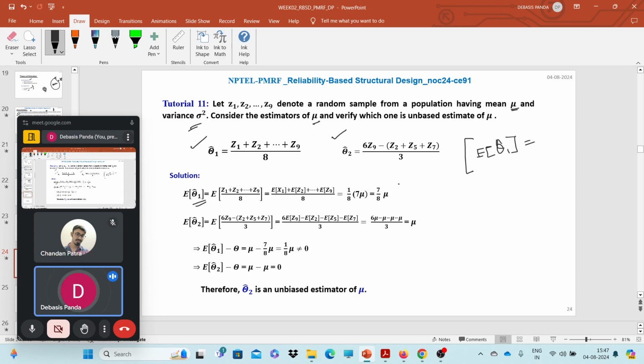I think 7. So we will have 7 mu divided by 8. That means it gives us 7 by 8 mu. That means it is not directly giving us the mu. Now for the second estimator, let's see what it has given.